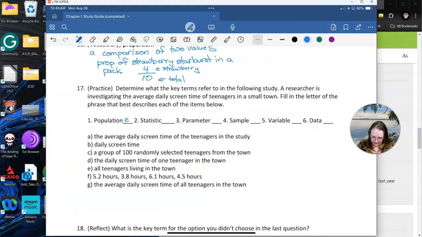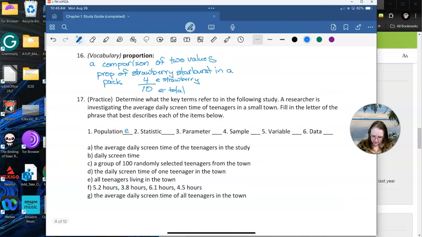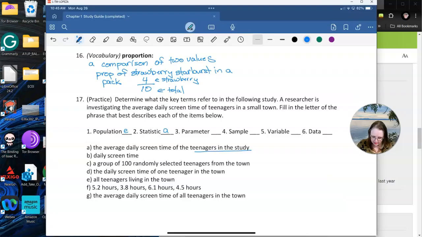So when I look at this list of things, the average daily screen time of teenagers in the study, that's actually what I want. I want the average of the sample, the teenagers that are being studied, not the average of all of the teenagers. That's the parameter that I'm interested in. The statistic is the teenagers in the study. And so I just gave that away. The parameter is the average daily screen time of all teenagers in the town. And so that gives me that. So parameter goes with population, statistic goes with the sample.